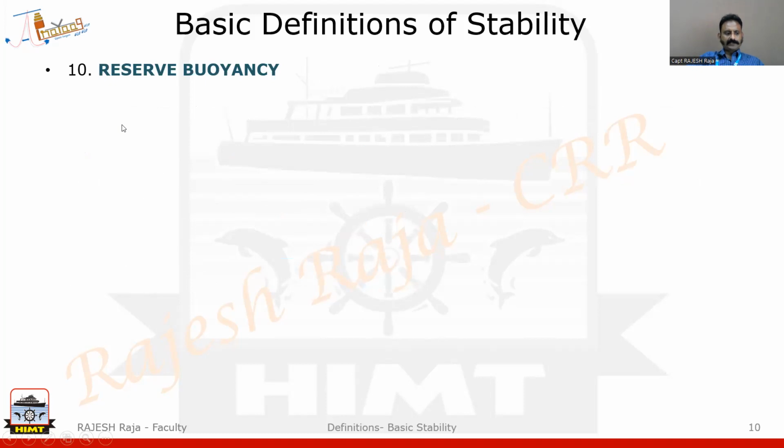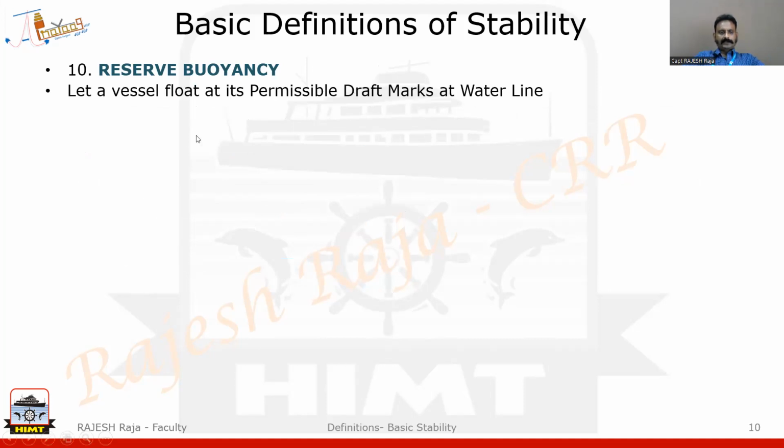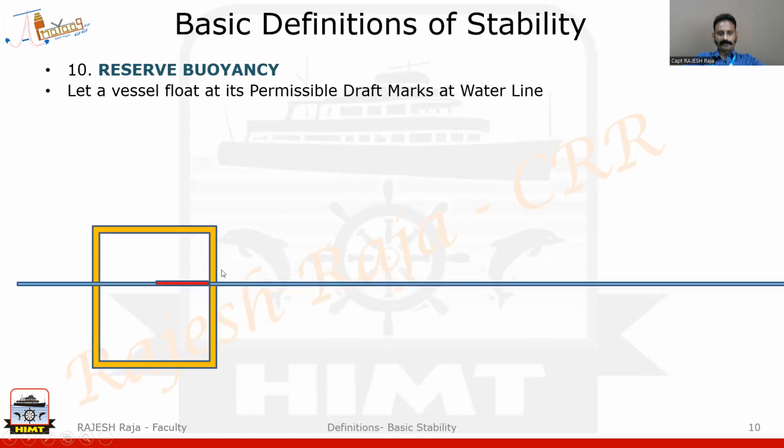Let us go to the last definition for today, which is called reserve buoyancy. Let us quickly look at it. It's very easy when I put it with pictures. Let us say that a vessel floats right now, at its permissible draft in waterline. Let us say you are in summer zone and summer load line. So I'm just showing you right here with a red color mark as my summer load line. So right now, this is the condition.